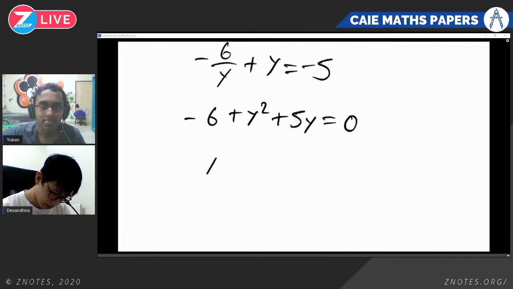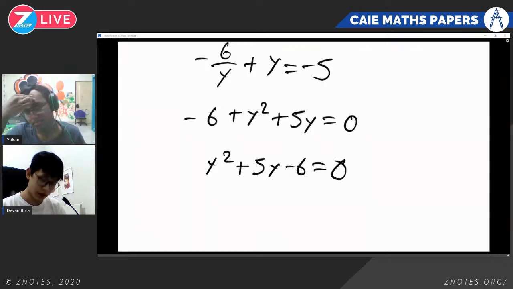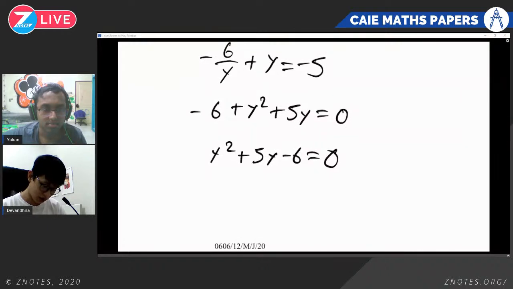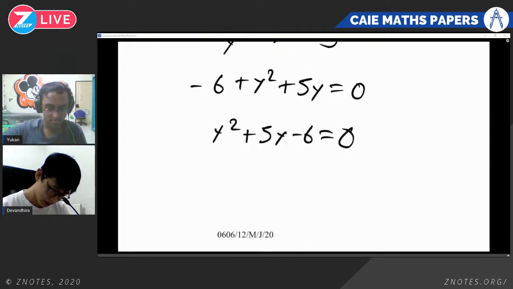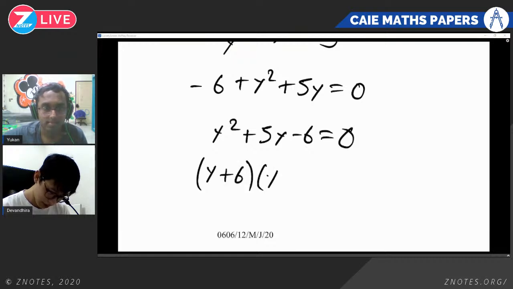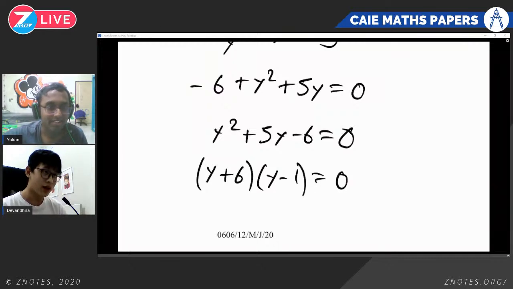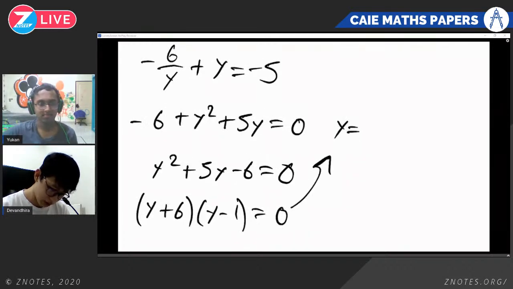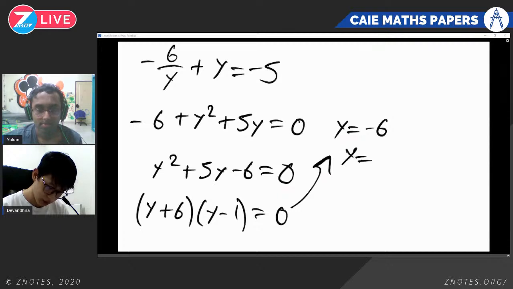That means we'll have y squared plus 5y minus 6. Oh, it's a quadratic equation. You can factorize if you know how to factorize this, or you can use the quadratic formula. I can factorize this, I think. (y plus 6)(y minus 1). Is that right? Yeah, that's correct. So we'll get two values of y. We'll have y is equal to -6 and y is equal to 1.